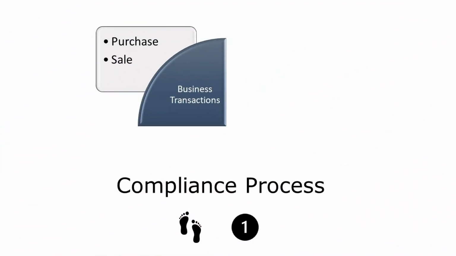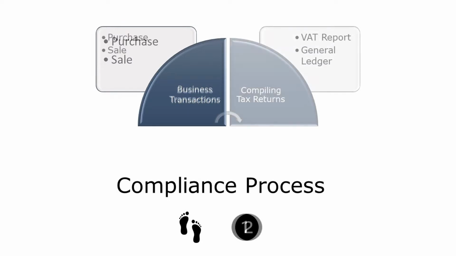The VAT compliance process can be seen as a continuous cycle of four major processes. The cycle begins with business transactions. The vast majority of business transactions are purchases and sales, and almost any other transaction can be considered similar in nature to either purchases or sales from a VAT point of view.